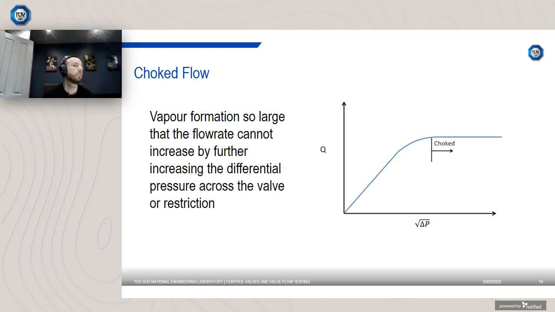Choked flow, in a liquid system. When we talk about choked flow, it's where you have vapor formation within the valve. The pressure has dropped below the vapor pressure of the fluid, and the vapor formation is so large that you can't get any further increases in flow rate through the valve. The vapour starts to form, and it forms to such a level that it prevents any further increases in flow rate.